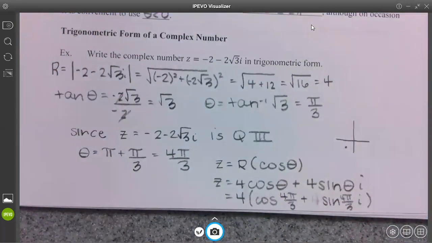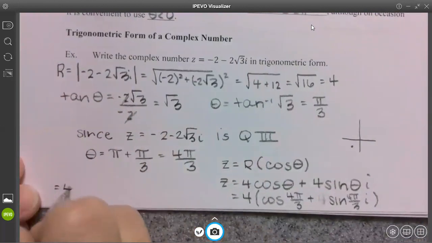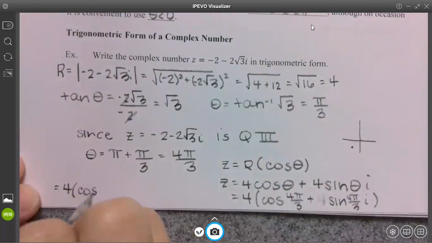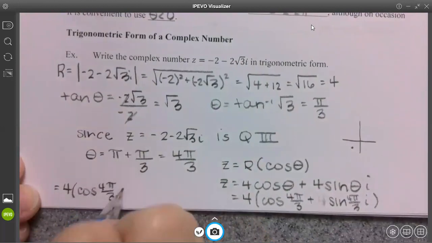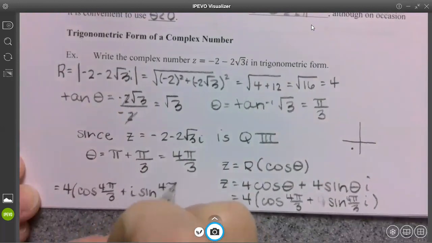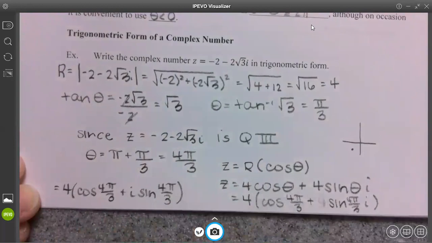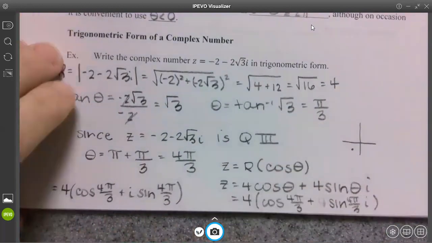Another way that you may write it is they may have the i in front. So one more time, cosine 4 pi over 3 plus i sine 4 pi over 3. All of these are the correct way to write it. You decide whichever one you like.